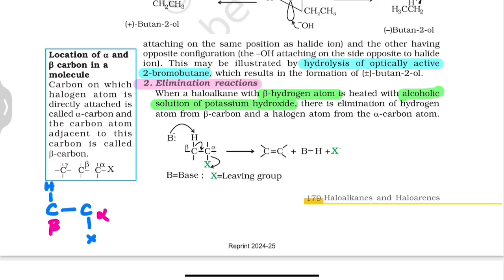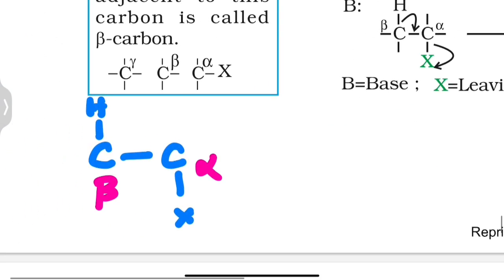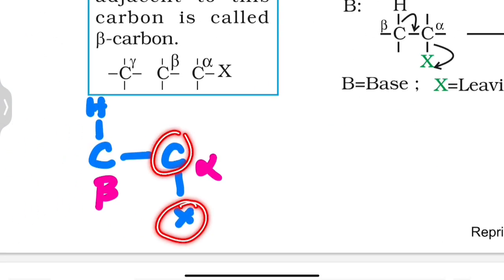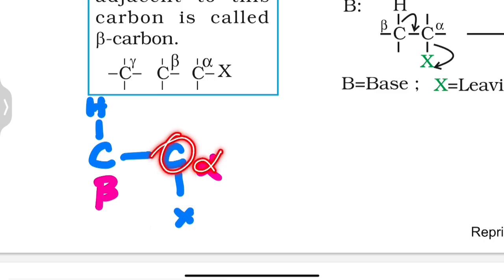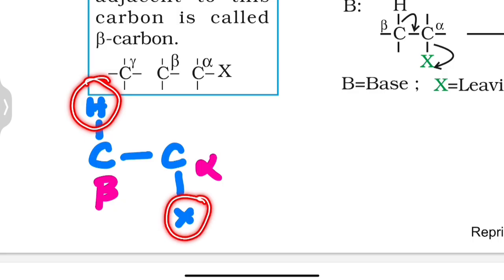Elimination reaction is, from one carbon the halogen and from the adjacent carbon a hydrogen is removed, which results in the formation of a double bond. Usually the halogen will be attached to a carbon, and that carbon is called the alpha carbon. The adjacent carbon is called the beta carbon, and in the beta carbon a hydrogen atom should be present. So that hydrogen atom and this halogen both will be removed. As a result, a double bond will be formed.